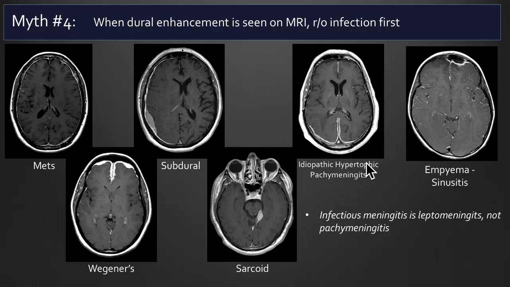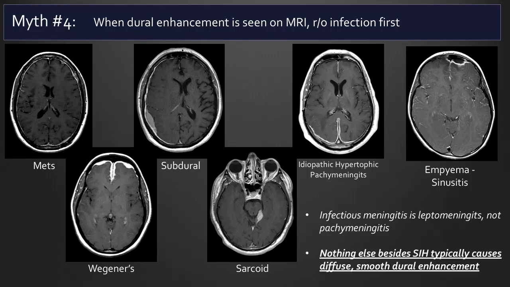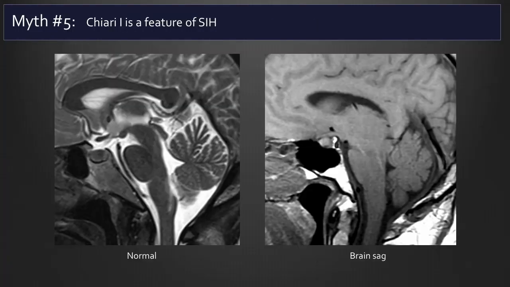The one exception to that rule is when the infection starts outside and comes in. Like if you have infected sinuses or mastoid air cells, you'll get some local dural enhancement around a subdural or epidural empyema. And I hate to say never, but if you can find cases that prove this wrong, please submit them to me. In my experience, nothing else besides intracranial hypotension causes diffuse smooth dural enhancement. If it's truly diffuse and it's truly smooth, I think that's intracranial hypotension, and I don't really think there's a differential diagnosis for that.